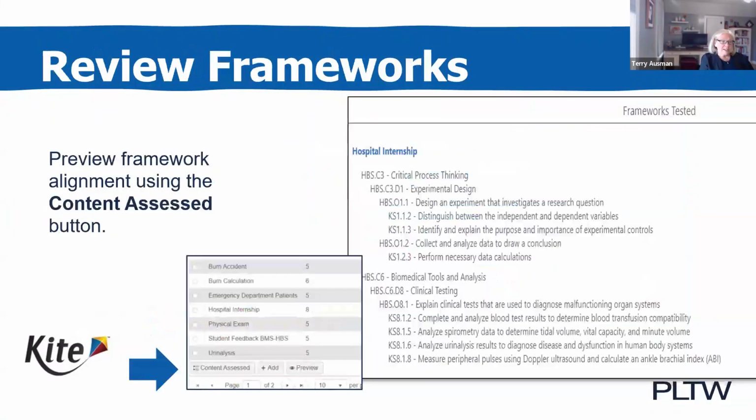So once you've selected the blocks, you probably want to know what objectives are being tested in that block. If you hit Content Assessed, the button that's in the lower left-hand corner, it will bring up the framework's tested list, and it'll tell you what that block is designed to measure. Or if you picked several blocks, it'll list all of the objectives that are covered in all the blocks you've selected.